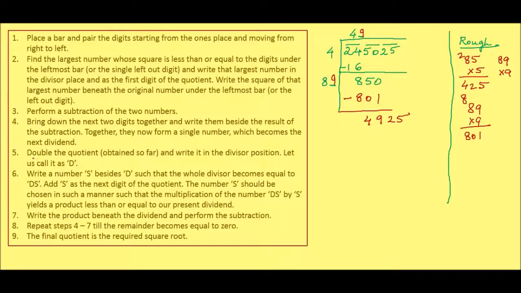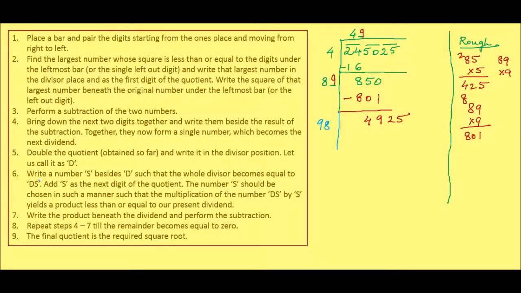Rule number 5. Double the quotient obtained so far and write it in the divisor position. So we will be doubling this 49. This is the quotient obtained so far. And we will be writing it in the divisor position. Since this is our present dividend, we will be writing 49 times 2 is 98. So we'll be writing 98 over here. Let us call it D. So 98 becomes our D.